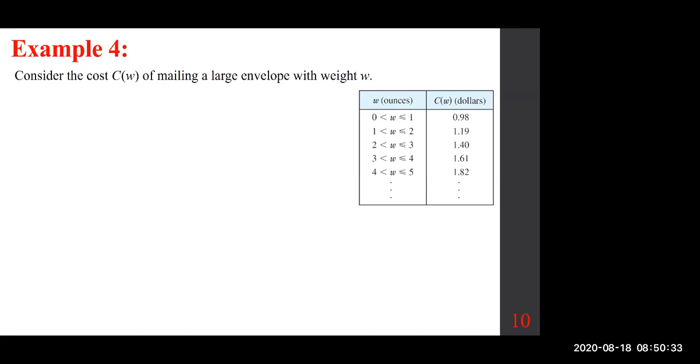We are looking at a function that is called a step function. The reason it's called a step function is because it literally looks like a step. There's a jump. So it says, consider the cost, C of W. W stands for the weight of mailing a large envelope. With weight W from 0 to 1, they charge us 0.98.